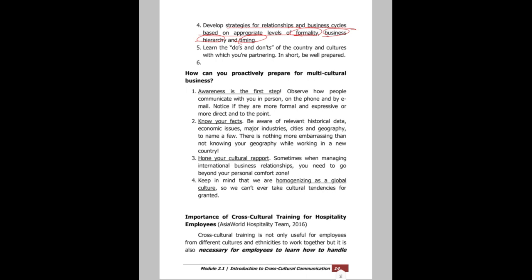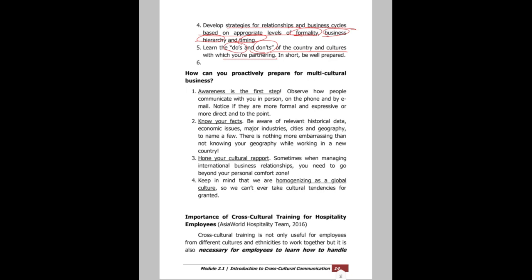So number 5, learn the do's and don'ts of the country and cultures with which you are partnering. So, yun naman ang importante din. So, if you're going to negotiate with other people, alamin mo muna yung tungkol sa kultura nila. Alamin mo muna kung ano yung mga gusto nila, mga hindi nila gusto, ano yung mga dapat at hindi dapat gawin. Lalo na kung nagpunta ka or magpupunta ka sa ibang bansa to negotiate with them.